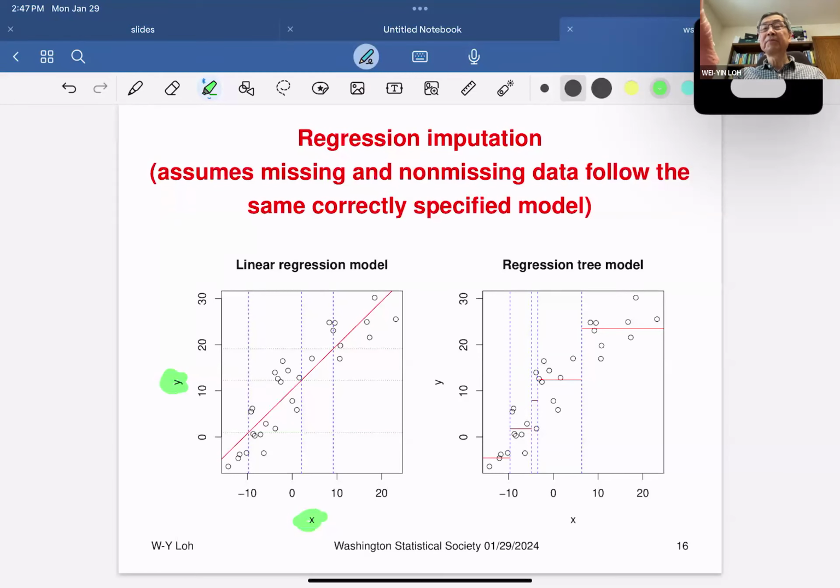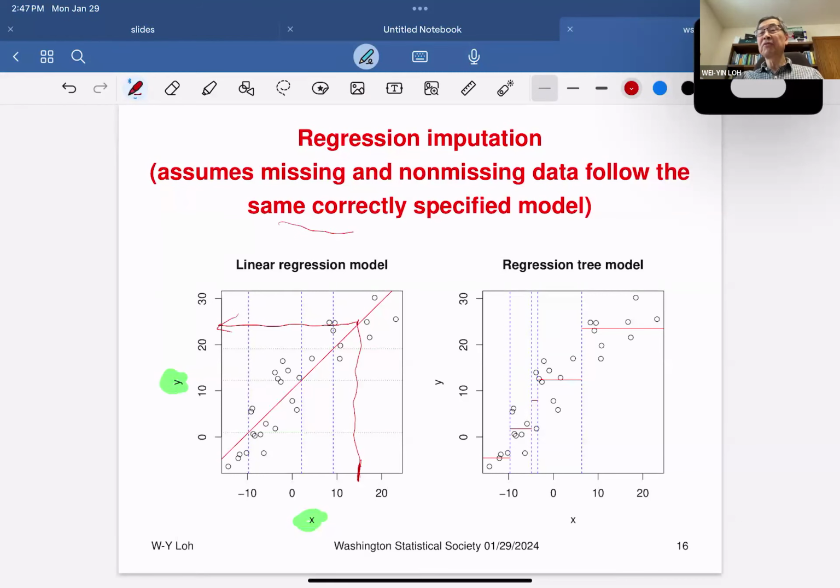And if there's somebody, say, with an X here, and that person is missing Y, you just go up here, and then you impute that, right? So that would be sort of like conditional mean. You use the mean of the linear regression, all right? So that would be one way of doing regression imputation.